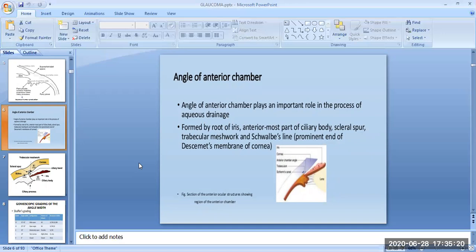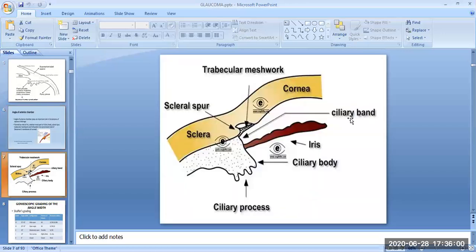And to form that angle of the anterior chamber, a few structures are important. It is formed by the root of the iris and the anteriormost part of the ciliary body, scleral spur, trabecular meshwork, and Schwalbe's line, which is the prominent end of the Descemet's membrane of the cornea. The cornea has how many layers? It has around 6 layers, and the Descemet's membrane is one layer of the cornea.